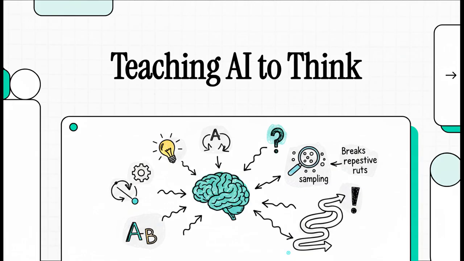We all know large language models are incredibly powerful, right? But getting them to genuinely brainstorm, to give us truly different approaches to a problem instead of just regurgitating the exact same answer with different synonyms, well, that remains a massive challenge. So today, we're unpacking a fascinating piece of research that proposes a really brilliant solution to this exact problem.